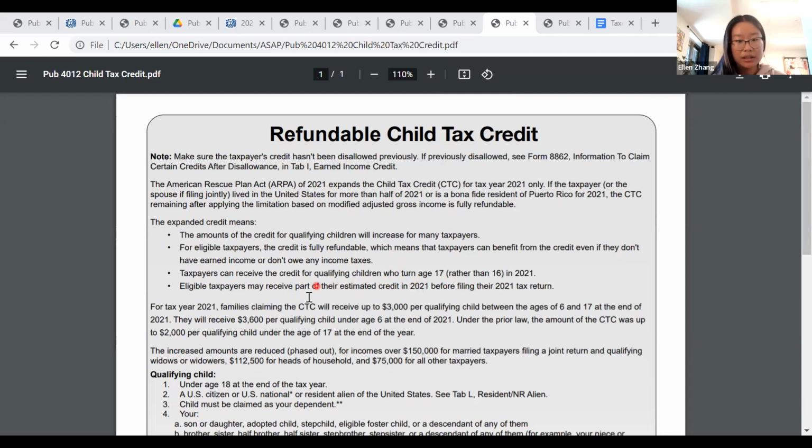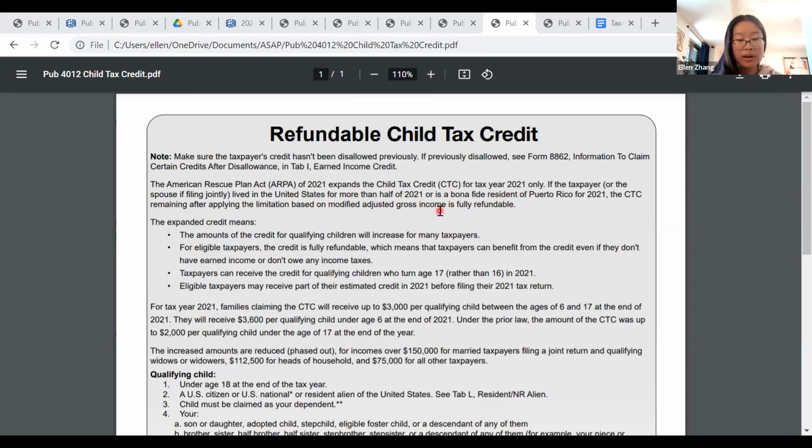Now, there is one exception to the child tax credit. If you have lived in the United States for more than half of 2021, or if you're a resident of Puerto Rico for 2021, the child tax credit remaining after the limitation is still fully refundable. So that's one exception that has been made for people who are not US residents. So that is very nice.